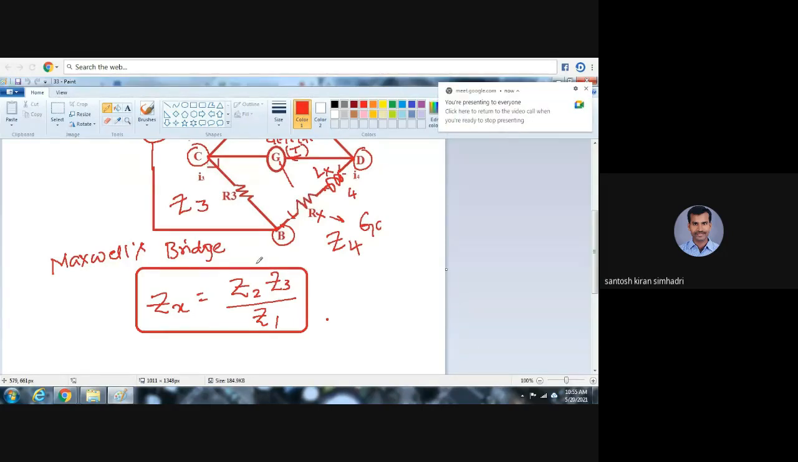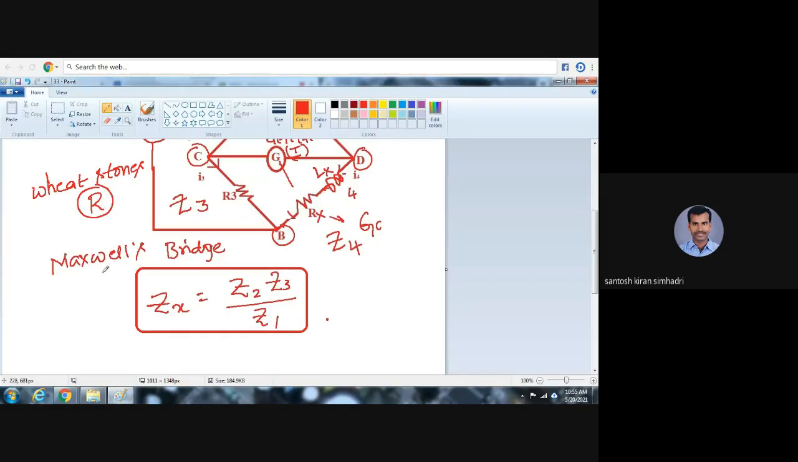Last class, we discussed the Wheatstone bridge circuit diagram and the bridge diagram of the Maxwell's bridge. What is the difference between Wheatstone bridge and Maxwell's bridge? The Wheatstone bridge is used exclusively to determine an accurate resistance value.